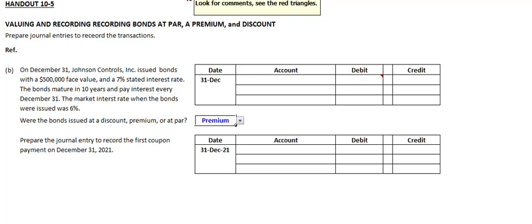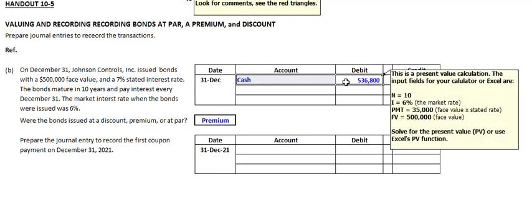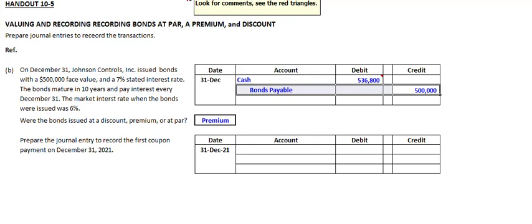We can determine the actual amount of the premium by determining the bond's price. To do that, we're going to use our financial calculators again. This time, again, the maturity of the bonds is 10 years. Our interest rate, the market interest rate, is 6%. The payment, once again, is $35,000. That's the face value times the 7% stated rate. And we'll enter in the face value as the future cash flow we're going to receive when the bonds mature. And we get a cash amount, or the amount we can sell these bonds for, of $536,800. Of course, we always record bonds at their face value, the $500,000.